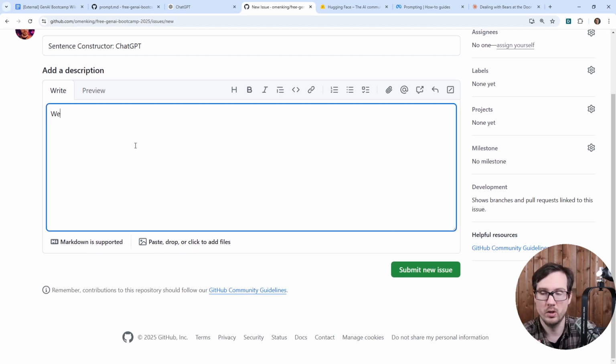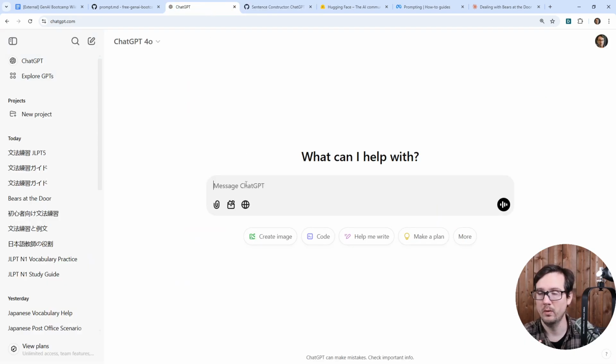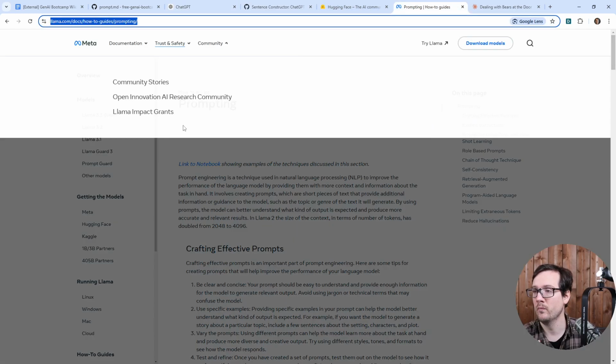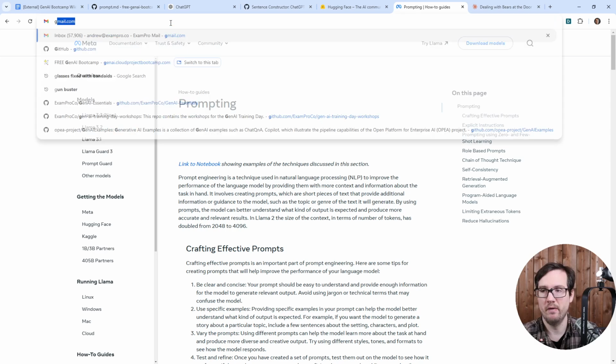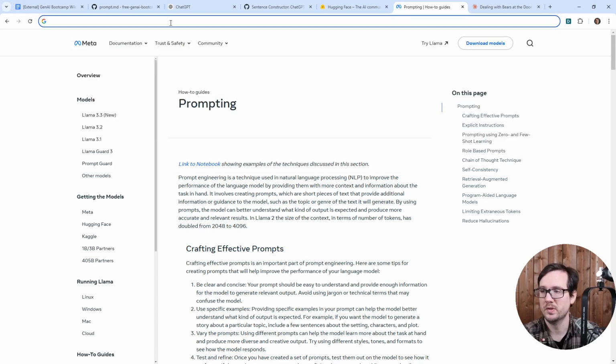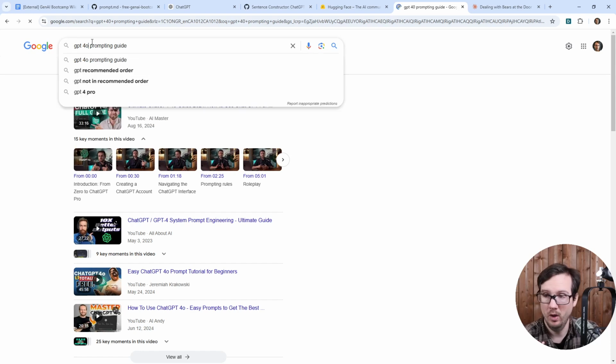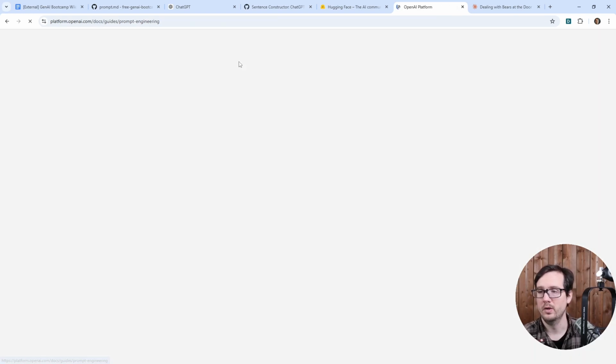We are going to create a prompt document for ChatGPT, GPT-4o. The first thing we probably want to do is figure out how to best prompt it. We looked at Llama's guide, but GPT must have their own. GPT-4o prompting guide, what do they call this? Do we have that here? And here it is, prompt engineering.